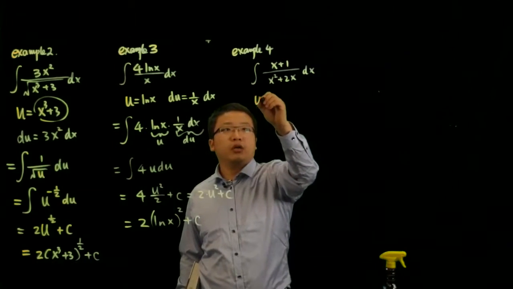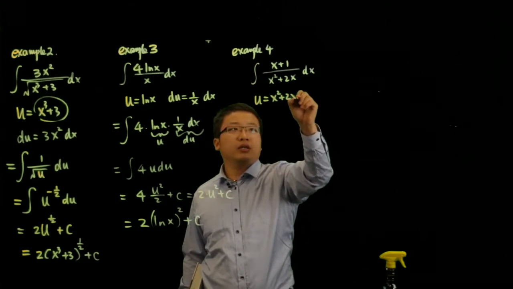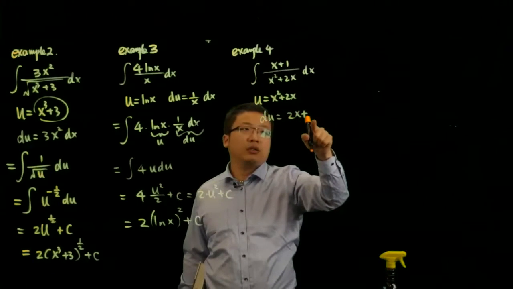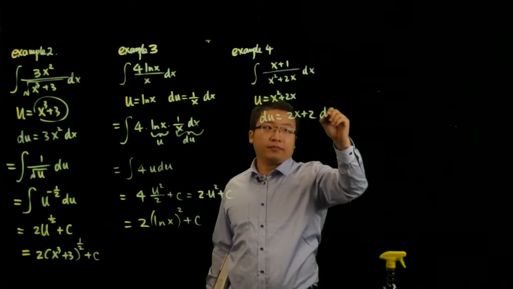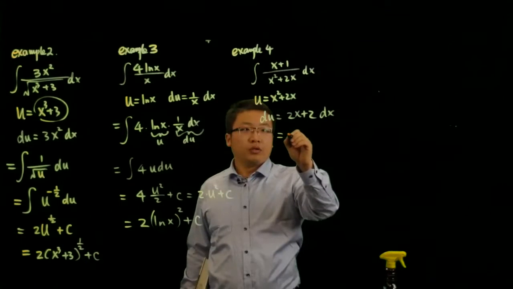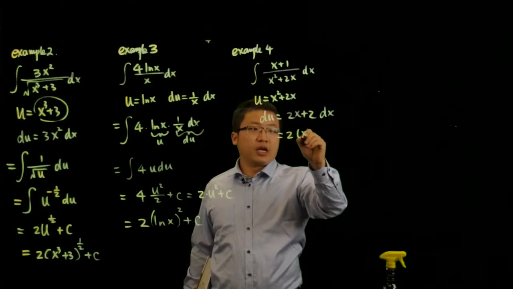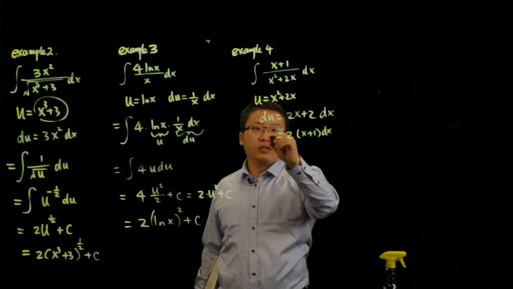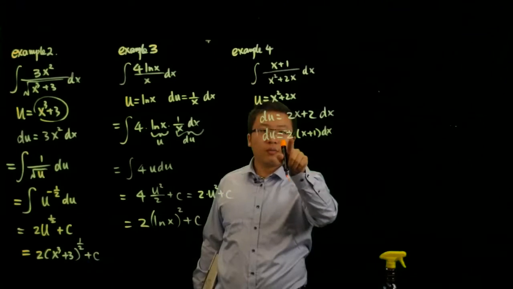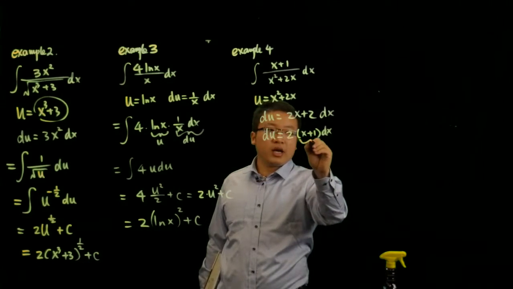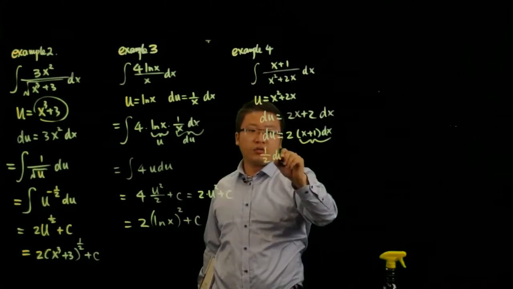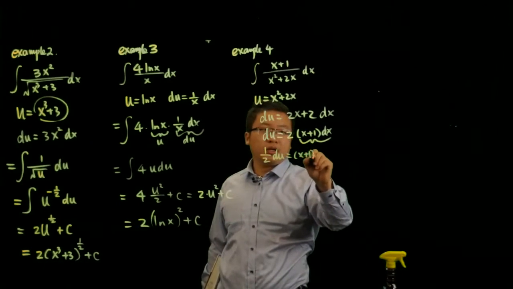Therefore, the question becomes, u will be x squared plus 2x. And the du is really 2x plus 2 dx. That is 2 times (x plus 1) dx, which is du. But it seems like I don't need this 2, so I'm going to put a 2 on the other side. I only need x plus 1 dx. Therefore, 1/2 du is equal to x plus 1 dx.